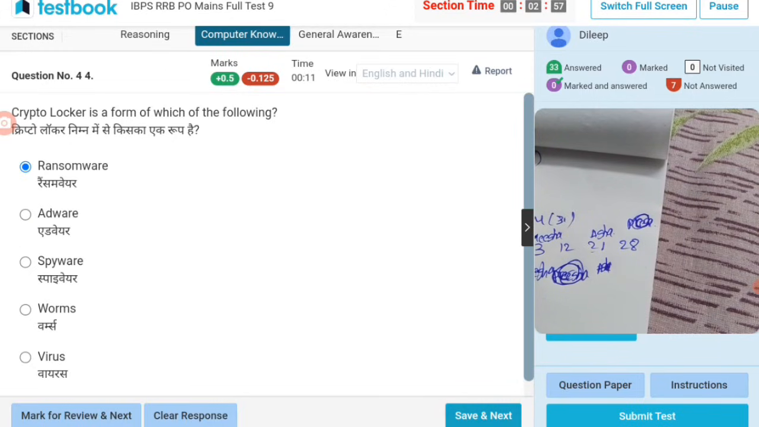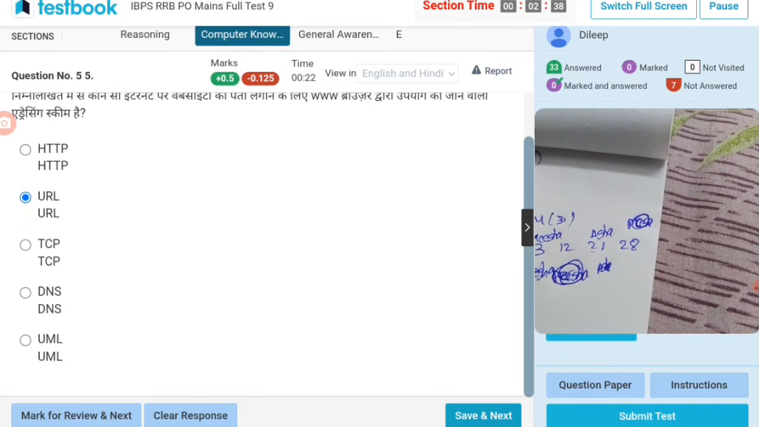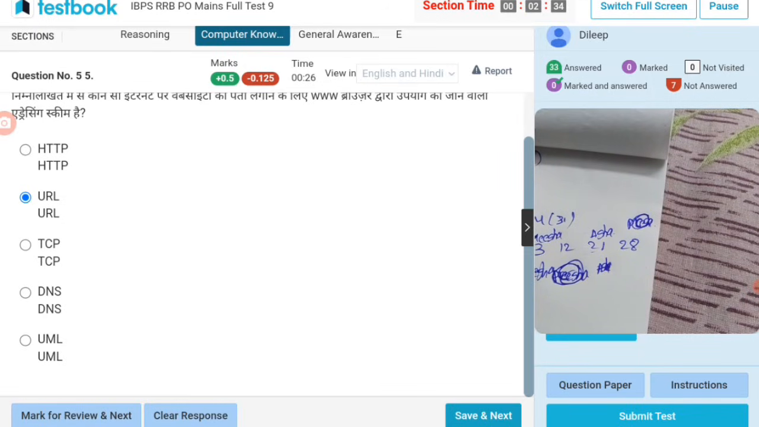CryptoLocker is a form of which of the following? Worms or, sorry. Which of the following is the addressing scheme used by www browser to locate websites on the internet? Domain name system or uniform resource locator?